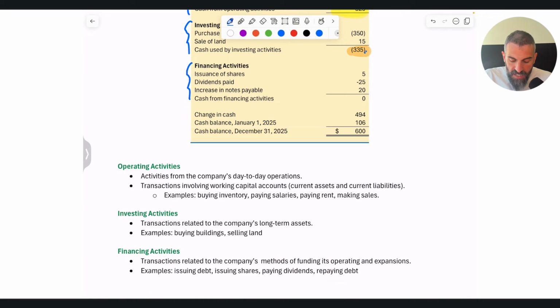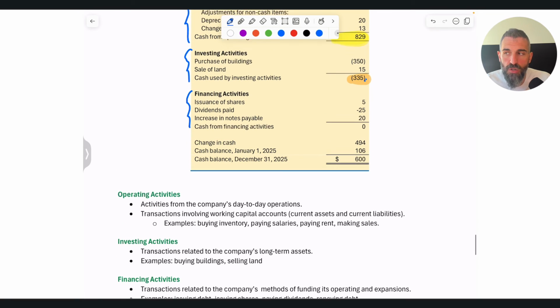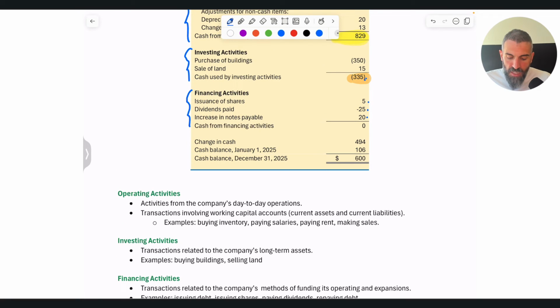And then your financing activities, this has to do with any transactions related to how we raise money. How do we fund our operations? Sure, businesses would love to be self-funded, where you don't need to borrow money, but most businesses do borrow money, and many businesses do sell shares, right? So these are all called financing activities. It's how we raise our money. And so in this section, we have all of those transactions.